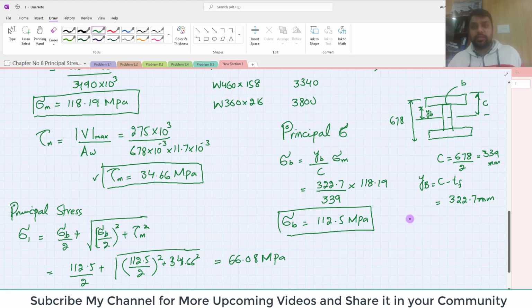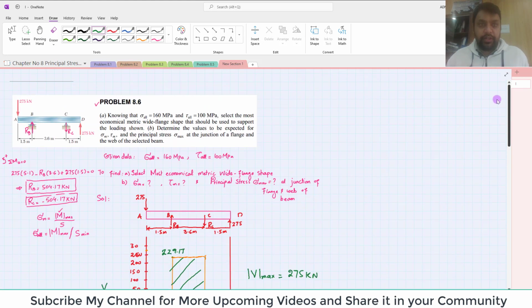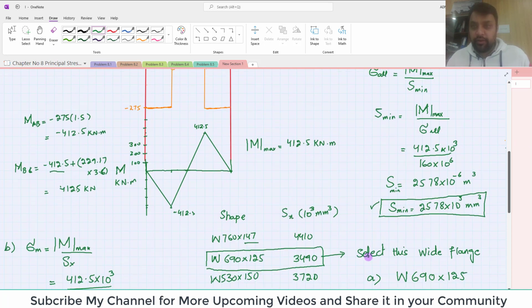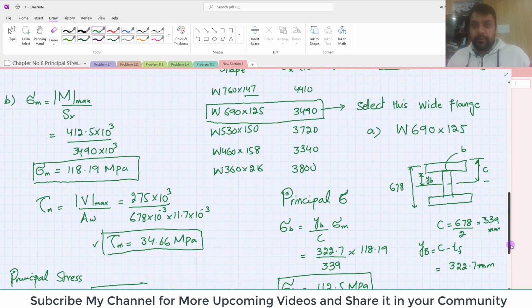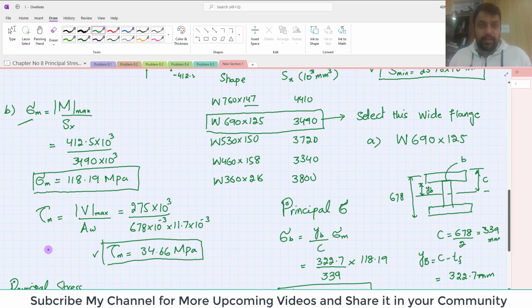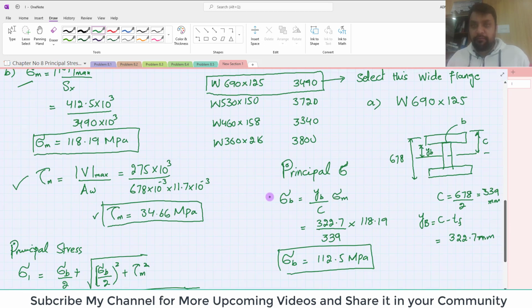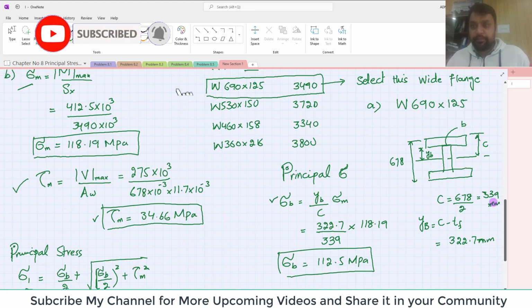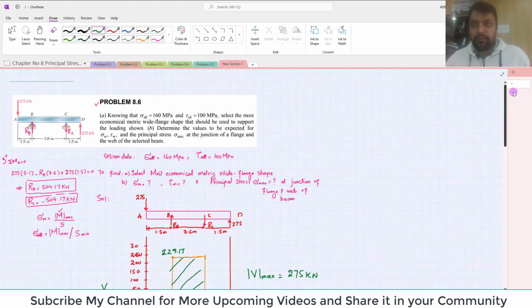So this was all about problem 8.5, in which it was asked to select the most economical wide flange for the given loading. From here we get that we can use W690 by 125 as the beam for the above loading. Then we found the maximum bending stress and maximum shearing stress. Again at the junction of flange and web we were asked to find the principal stresses, so we needed the normal stress at point B as well as shear stress. By using the equation for the principal stresses, when you put the values, you will get the principal stresses at the junction of web and flange. I hope this was an interesting problem and you have learned a lot from this. Thank you for watching.